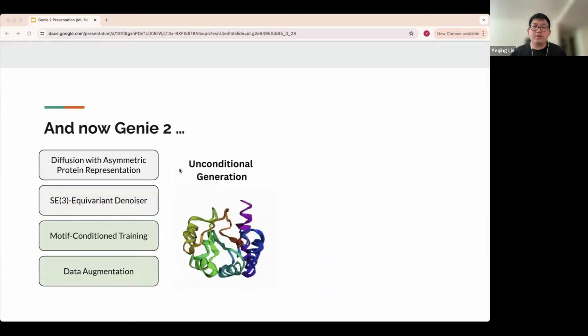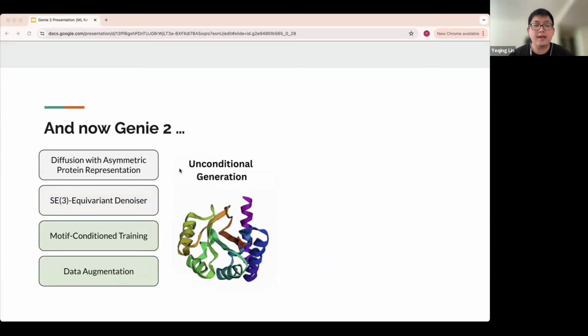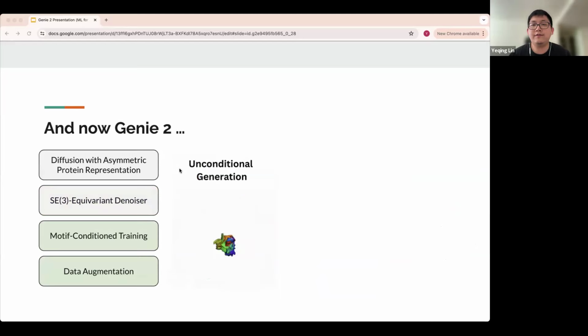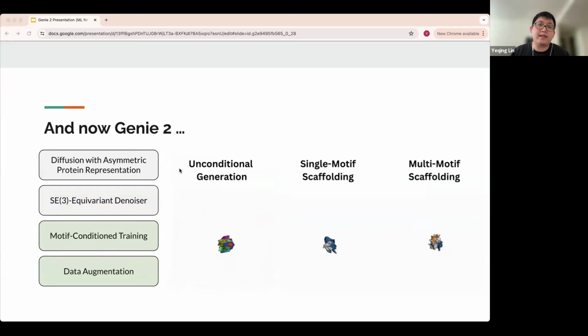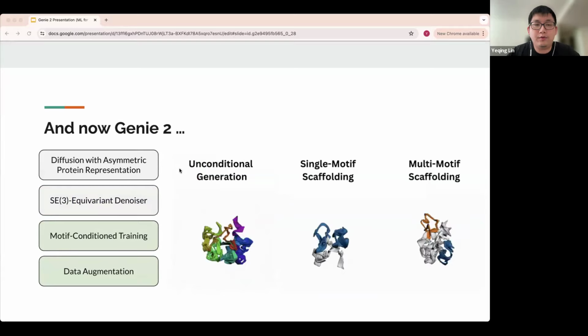So here for Genie 2, we introduce two things. First part is motif conditional training, and second part is data augmentation. The motif conditional training allows the model to integrate sequence information into the diffusion process, and this allows us to support motif scaffolding with one and also multiple functional motifs.